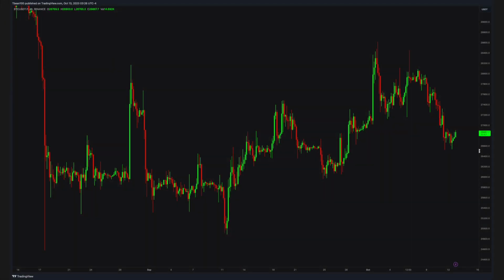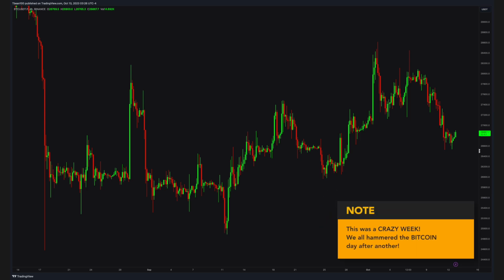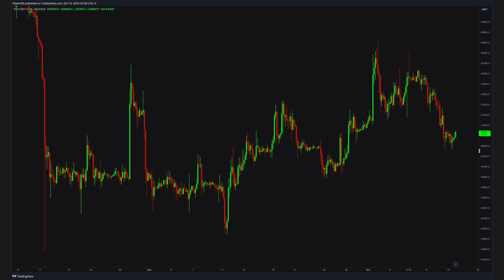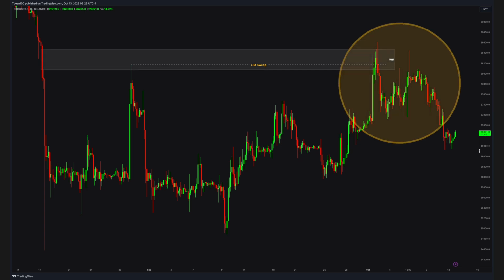This week was one of the craziest weeks that I had in a long time, winning after winning, hammering the Bitcoin all week. Let's talk about how I get my bias and trend direction first. When I was looking at this 4-hour chart, I noticed that we already swept this 4-hour liquidity point, and the price is powered up with imbalance as well, and it was pushing itself back.